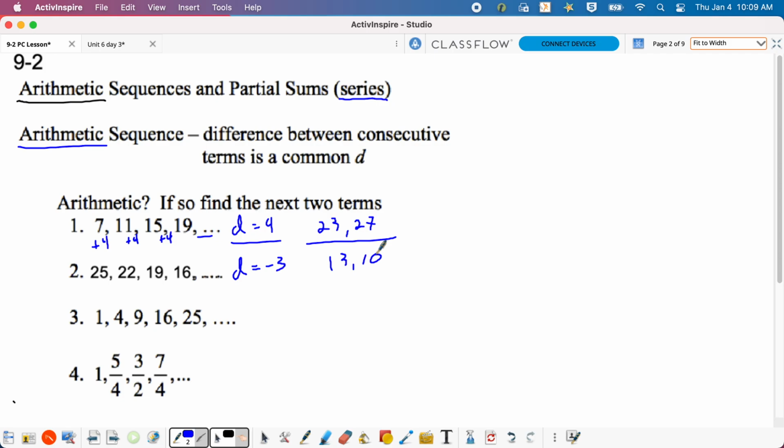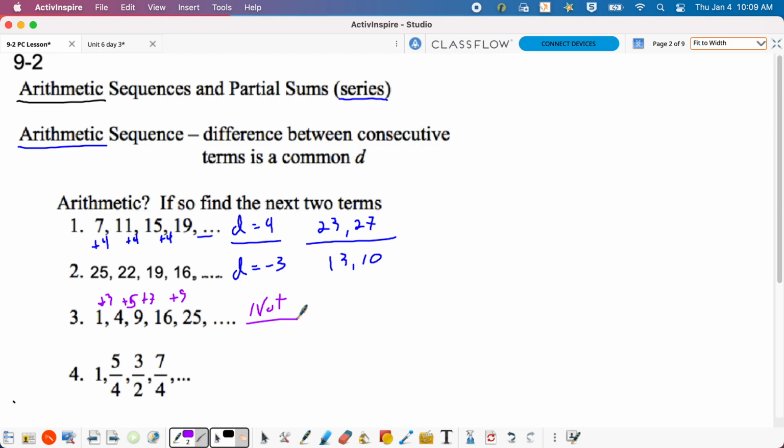All right, number 3 we had last time. We looked at it two ways, 1, 4, 9, 16. As I see this problem, looking to see if it's arithmetic, I add 3, I add 5, I add 7, I add 9. We are adding numbers, but we're not adding the same number every time. So this one's not arithmetic.